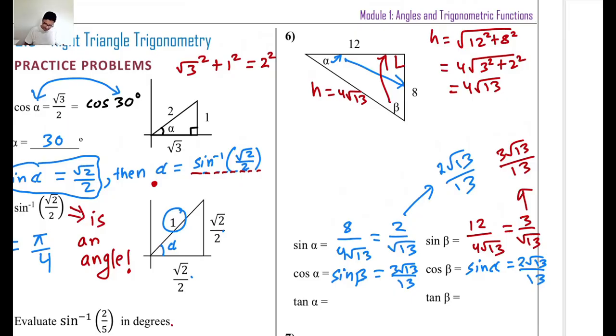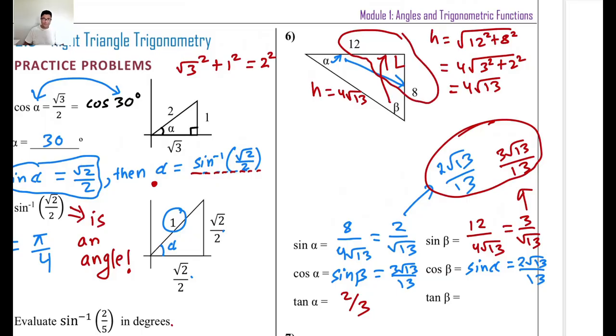And when it comes to tan, that is the ratio of sine and cos. So you have 2 root 13 over 13 and 3 root 13 over 13, taking their ratio. So obviously it is 2 over 3, or actually you can simply look at the opposite by adjacent, 8 over 12, which will be 2 over 3. Tan beta will be, of course, then 3 over 2.